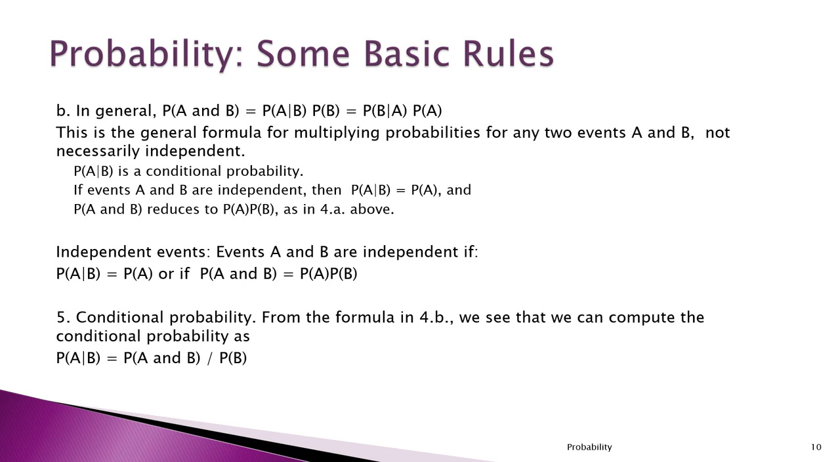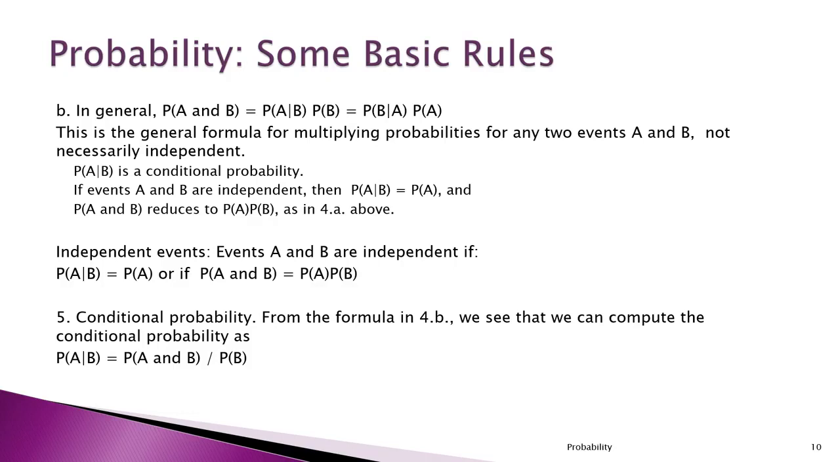And similarly, we can use the multiplication rule to determine if two events are independent. If the probability of A times the probability of B is exactly equal to the joint probability of A and B, that's proof enough that events A and B are independent of each other.